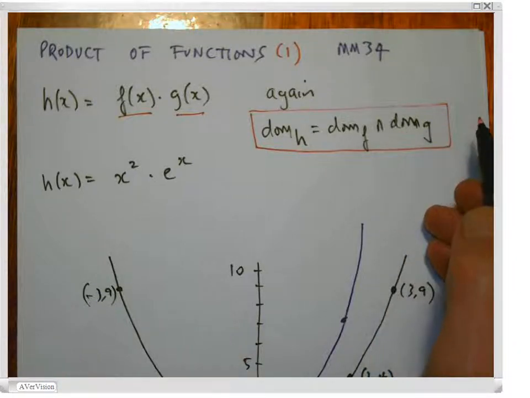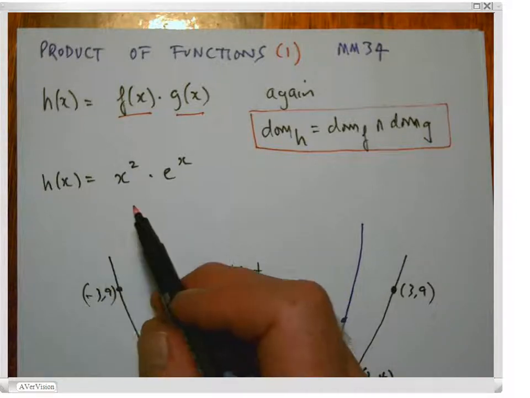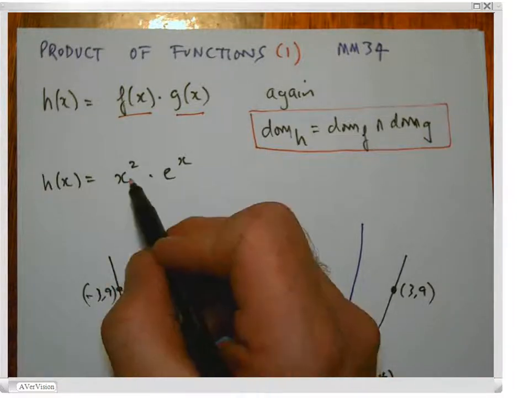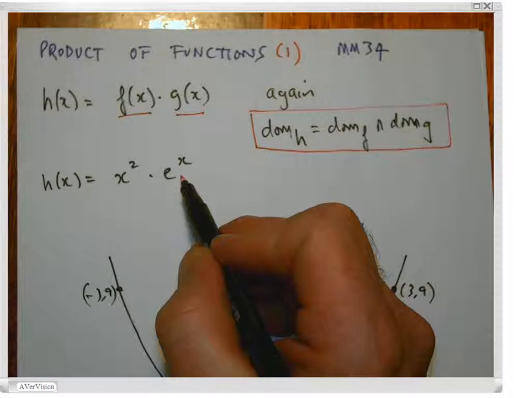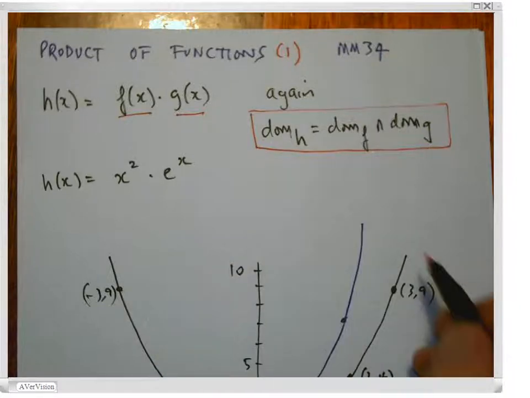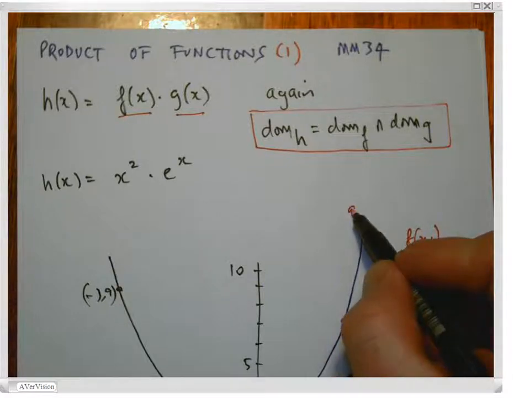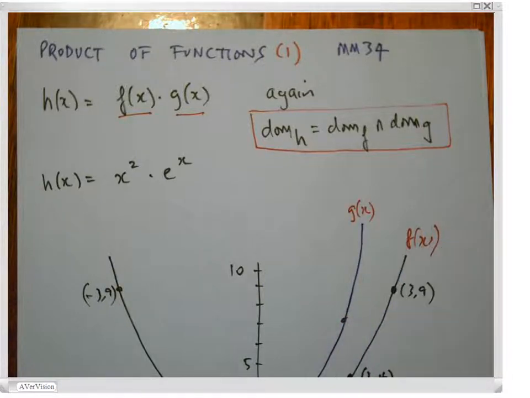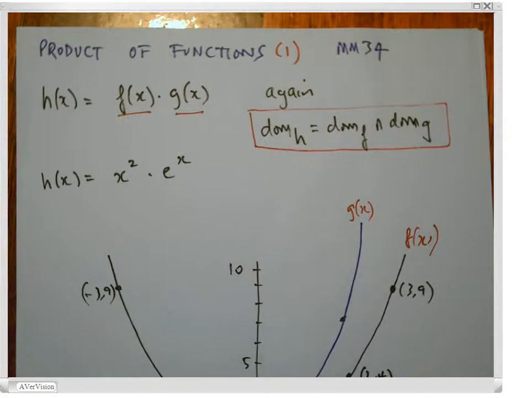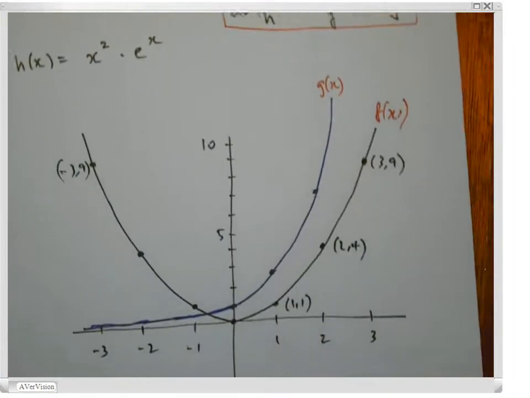Let's consider h of x equaling x squared times e to the x. So in this particular case, x squared is f of x, and I've drawn that, and I've placed choice coordinates, and e to the x is g of x. And this time we are multiplying the y coordinates together. I'll just move that up.